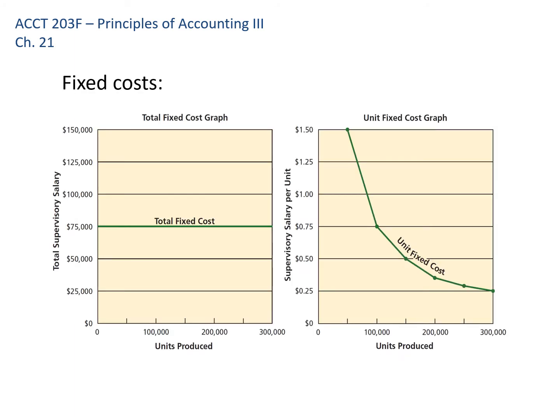So this graph is reversed. So on the left side here, the total fixed cost, in this case it's a supervisor salary, regardless of how many units produced, that person gets $75,000 a year. It doesn't matter. When I look at it on a unit basis, I would actually make that more of a diagonal line. The costs go down because I'm spreading that $75,000 over more and more pieces. So the more pieces we make, on a per unit basis, the fixed cost goes down.